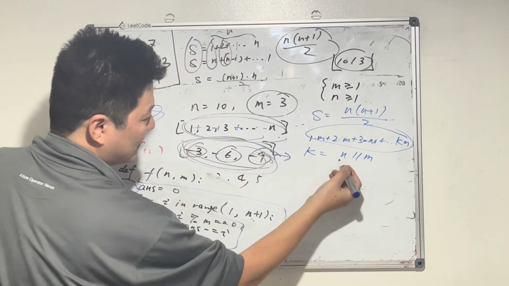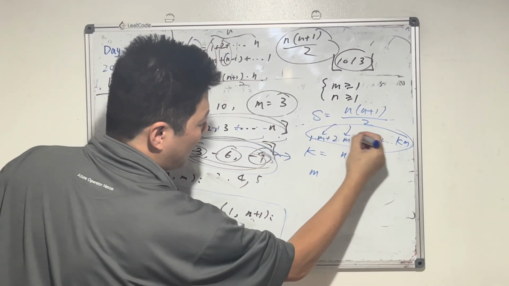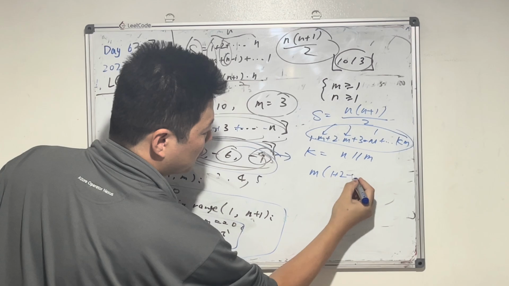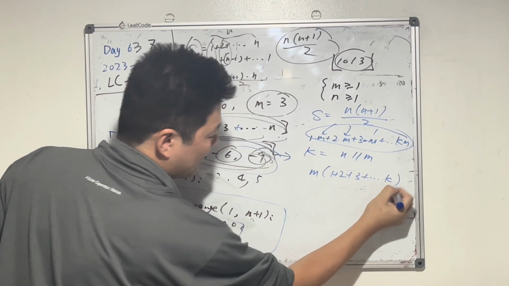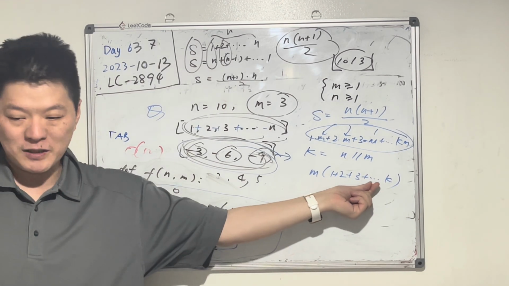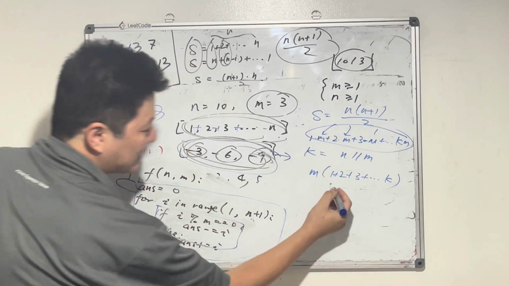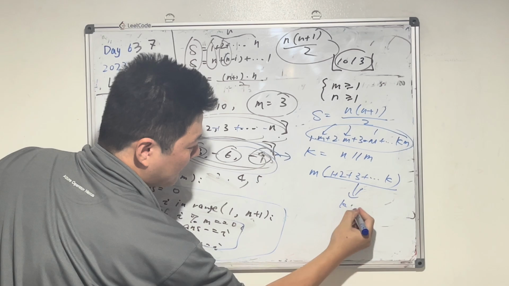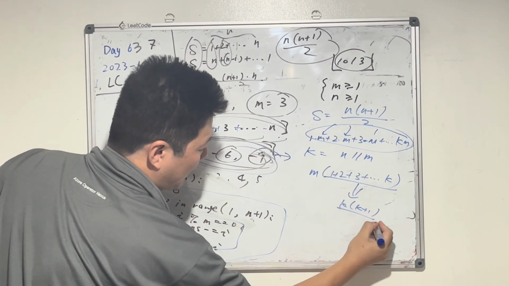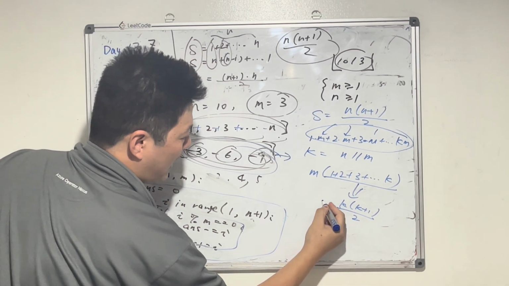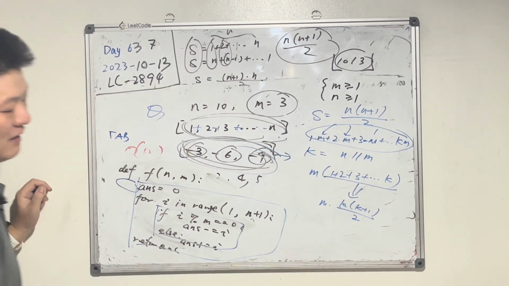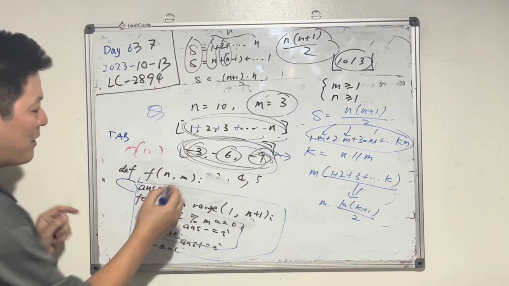What's the sum of this? The common term is m, right? m times 1 plus 2 plus 3 plus till k. So look, what's this? 1 plus 2 plus 3 plus till k, we know that. This is the sum: k times k plus 1 divided by 2, times m. Okay, so we know the sum of S1.